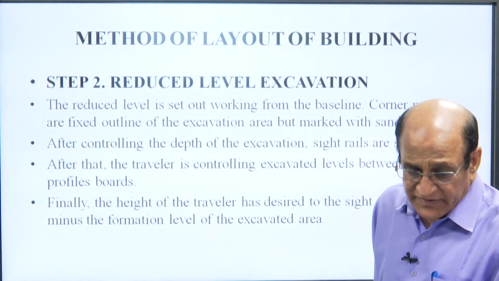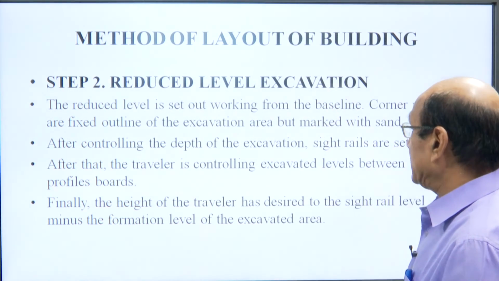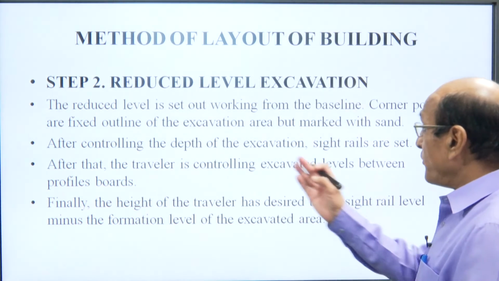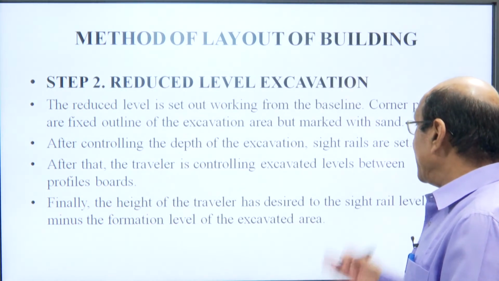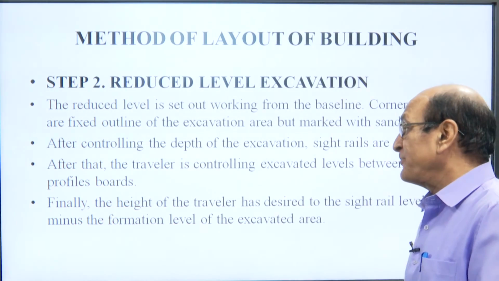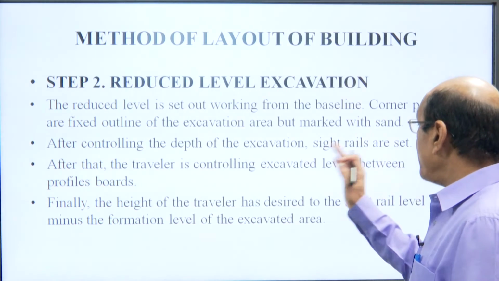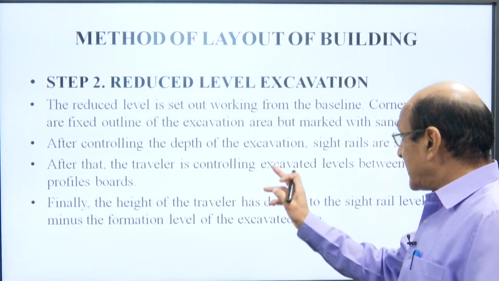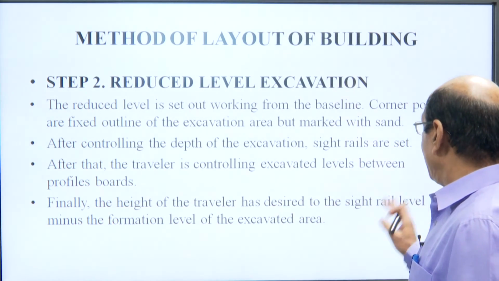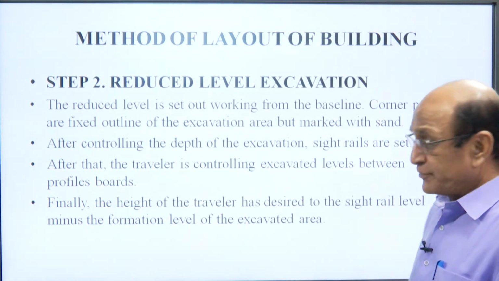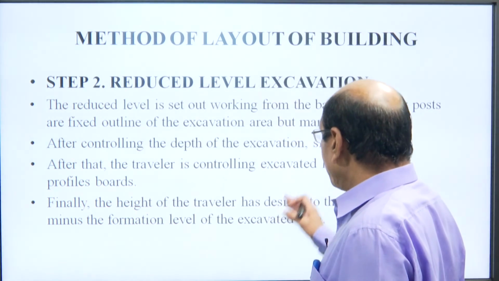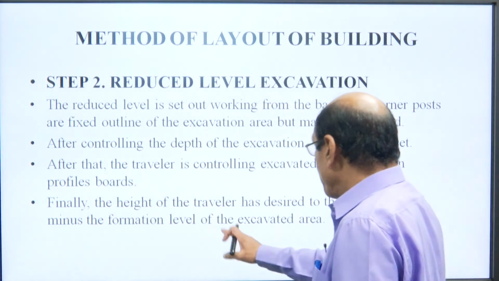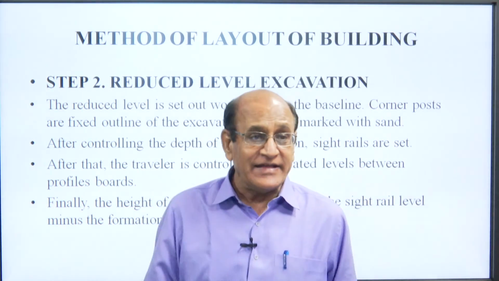The second step, reduced level excavation. The reduced level is set out working from the baseline. Corner posts are fixed on the line of the excavation area, marked with sand. After controlling the depth of excavation, site rails are set. After that, the traveller is controlling the excavated level between profile boards. Finally, the height of the traveller is the site rail level minus the formation level of the excavated area.